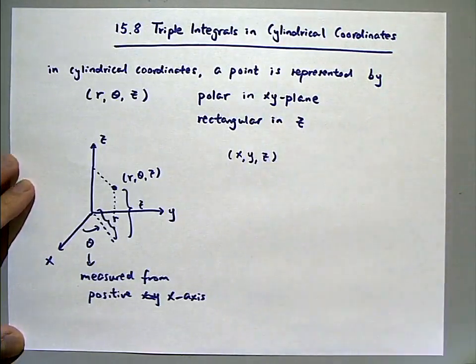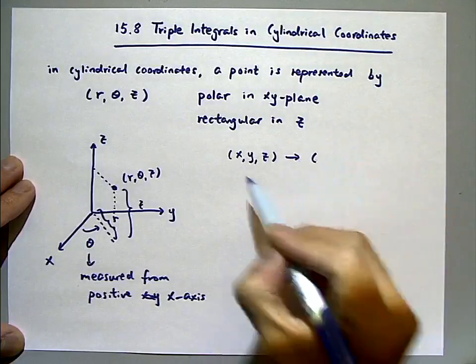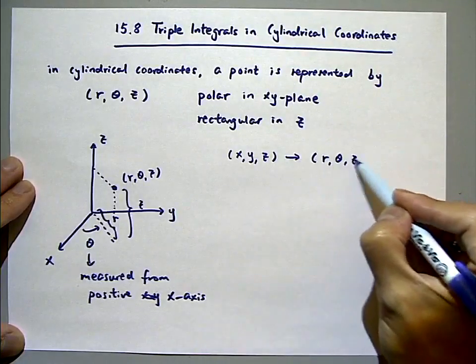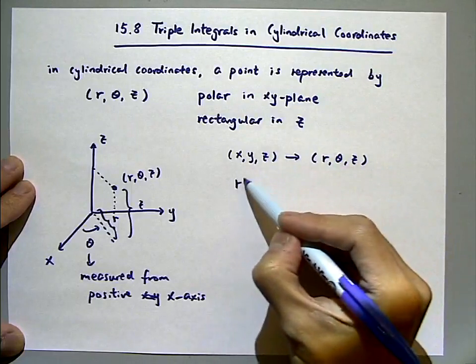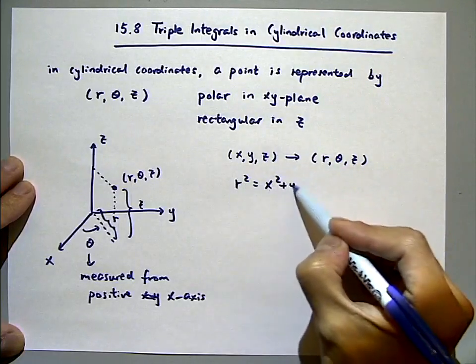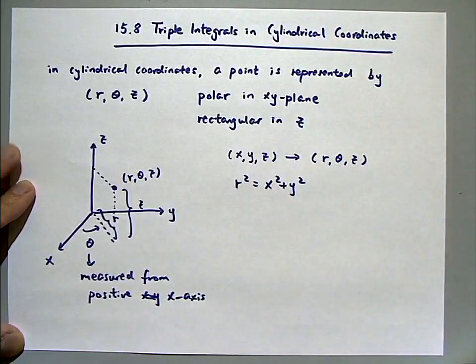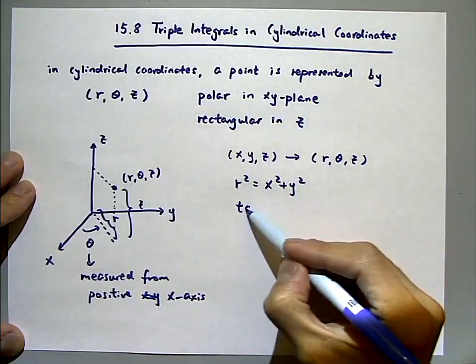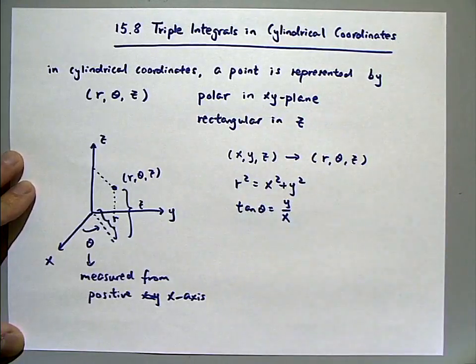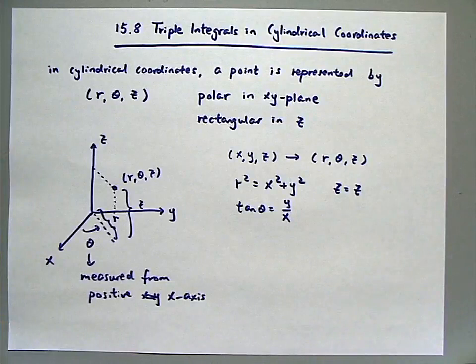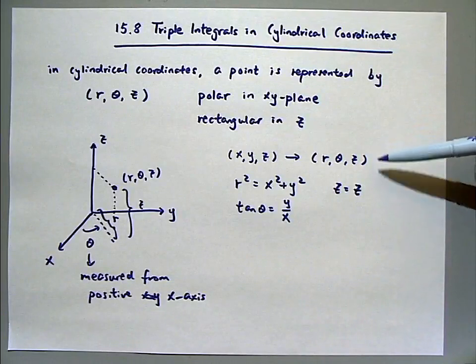The conversion, we already know that. You know how to convert from polar to Cartesian. So going from rectangular to cylindrical, it's just the usual polar conversion for x and y. r squared is equal to x squared plus y squared, right? That's the Pythagorean identity. Tangent of theta is equal to y over x. That's how we find theta. And lastly, z doesn't change. z is equal to z. So whatever z is in the original Cartesian system, it carries over into the cylindrical coordinate system.